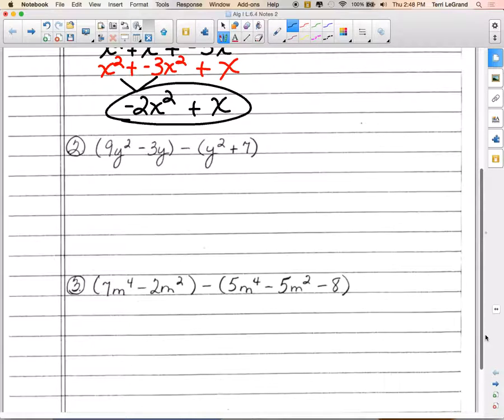Again, just stick with this, just give into it. First of all, change any subtraction within the polynomials, only within the parentheses, to add the opposite. So this one I'm going to change to 9y squared plus a negative 3y. That subtraction between the polynomials is going to stay. This one doesn't have any subtraction, so no reason to mess with it.